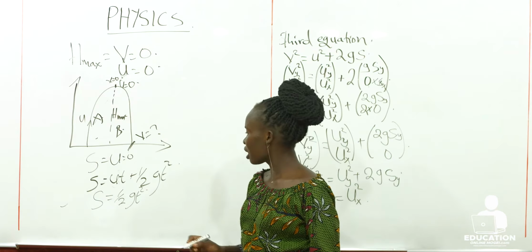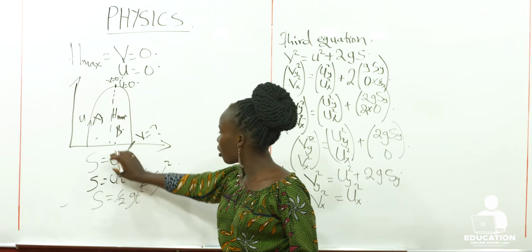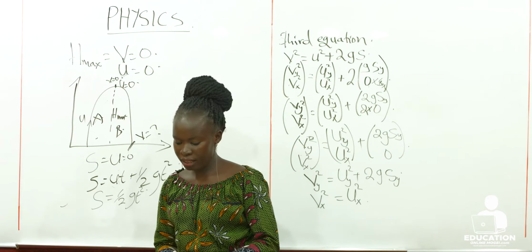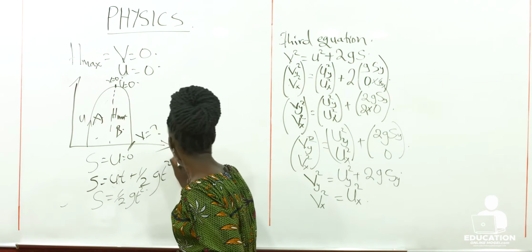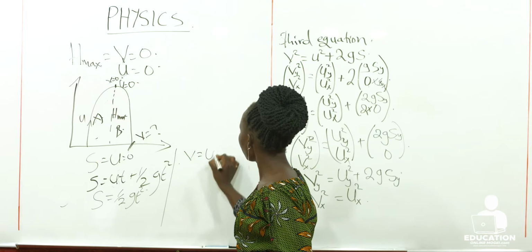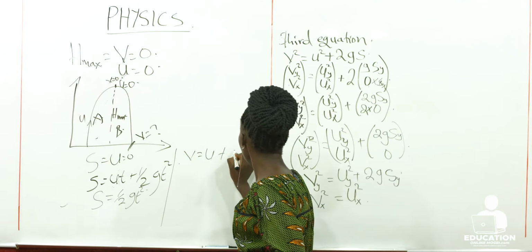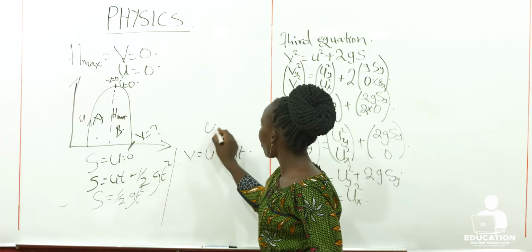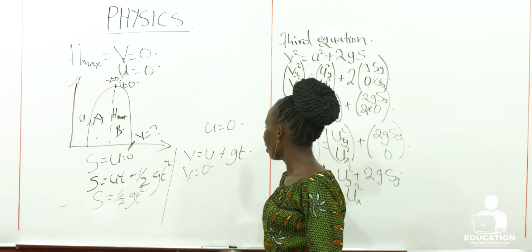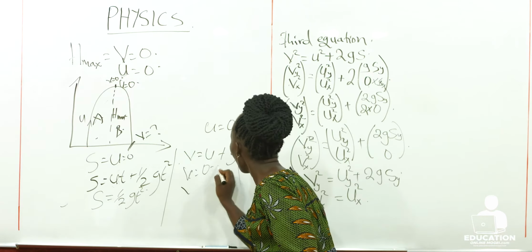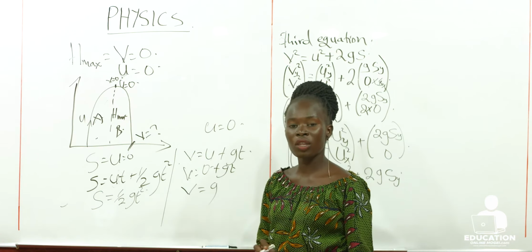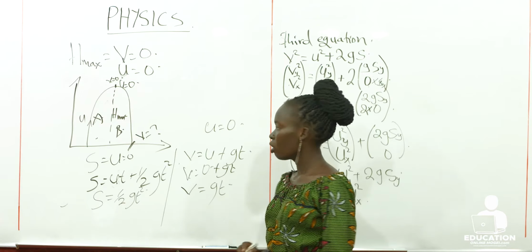So what of the velocity? If your initial velocity is 0, what will happen to the final velocity there? You will find out that v is equal to u plus gt. But in this case, our u is equal to 0. When you substitute 0 here, our v will be equal to only the acceleration due to gravity acting on the body and the time taken for the body to move.